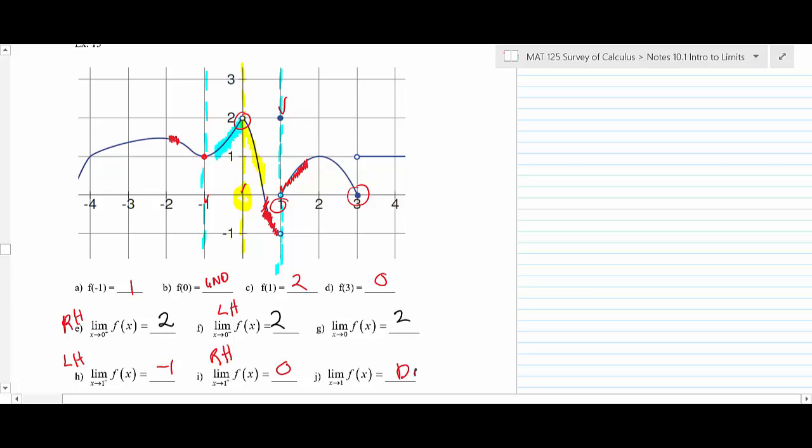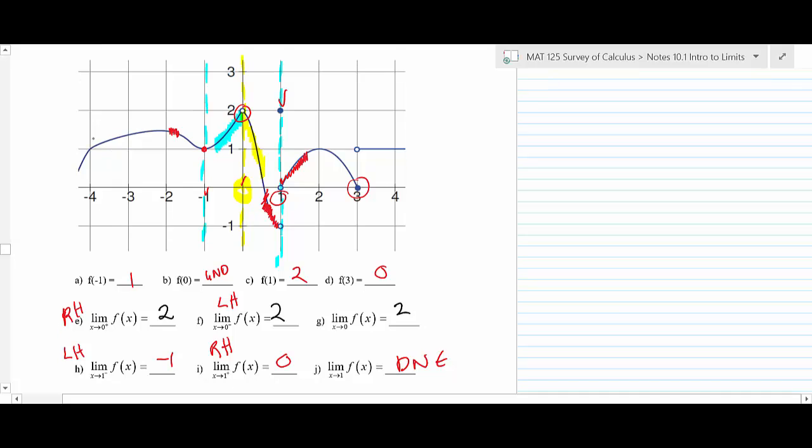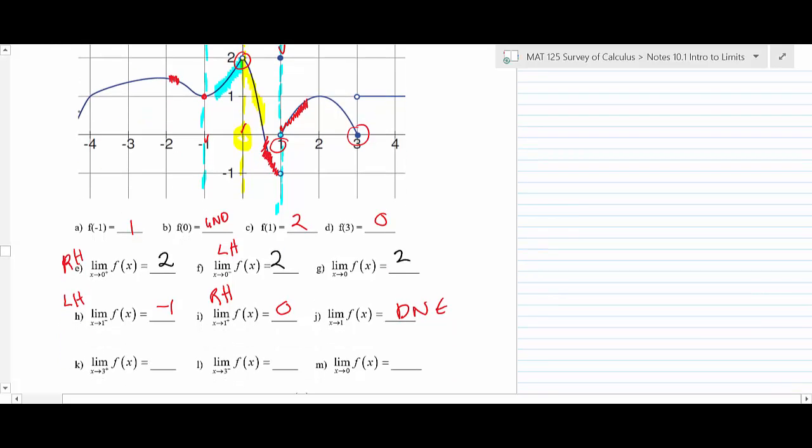Now we want to go to 3. What's the left-hand limit? 0. So that one's 0. That's your left-hand limit on that one. What's your right-hand limit? It has a y value of 1. What do you conclude about the two?